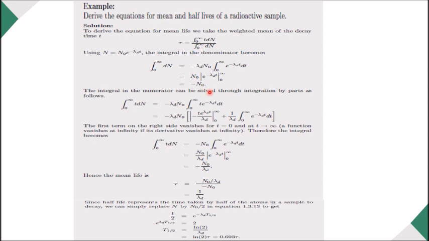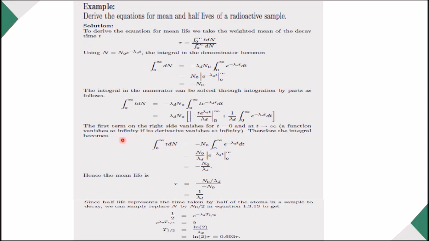Then the integral in the numerator can be solved through integration by parts. If you take the integral from 0 to infinity of t dN, you get minus lambda_d N0 times the integral from 0 to infinity of t e raised to minus lambda_d t dt. Then you solve this further. The first term on the right side vanishes for t equal to 0, and as t tends to infinity the function vanishes, since the exponential vanishes at infinity.